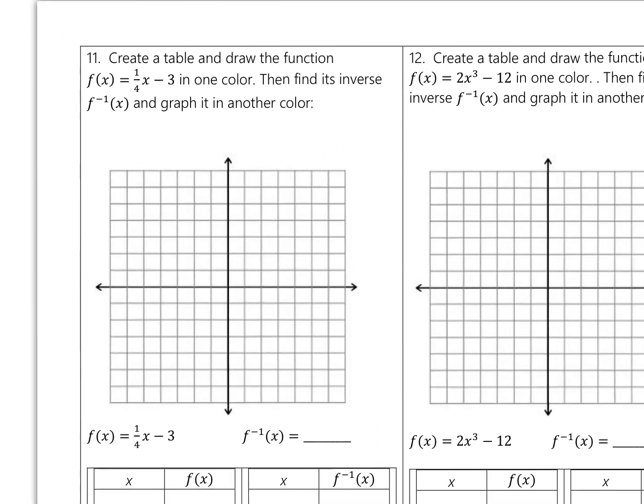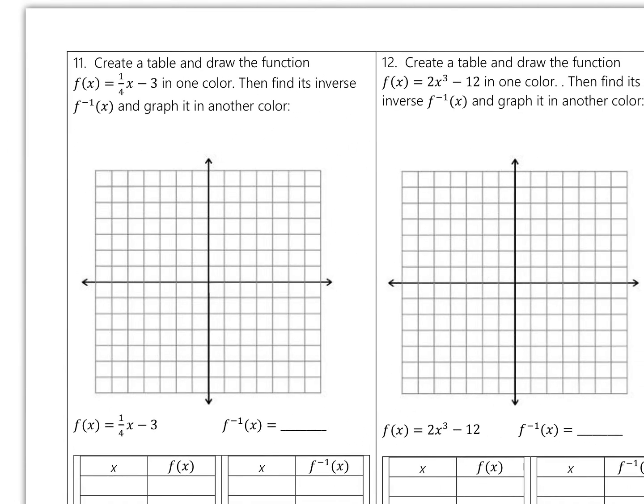All right, so this one here, this one's a bit of a challenge. It says to create a table and draw the function f of x equals 1/4 x minus 3 in one color, then find its inverse, f inverse, and graph it in another color. Okay, well, that's a bit of work to do on this graph.